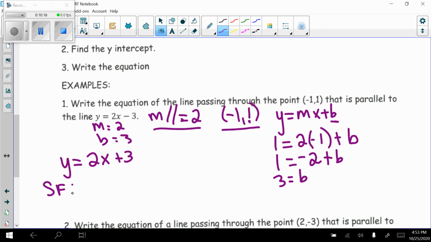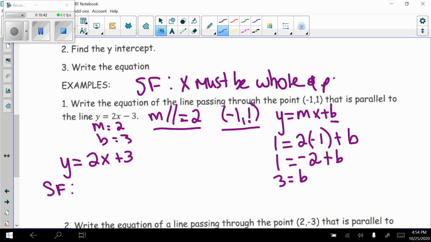Standard form, I want x and y on the same side of the equation, constant by itself. But the rule for standard form, your x must be a whole number and it must be positive. So standard form, x must be whole and positive. So our coefficient in front of x must be a whole number and a positive number.